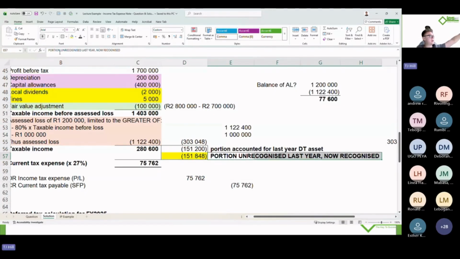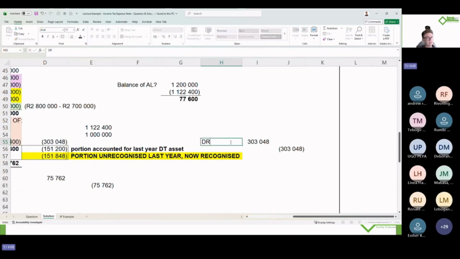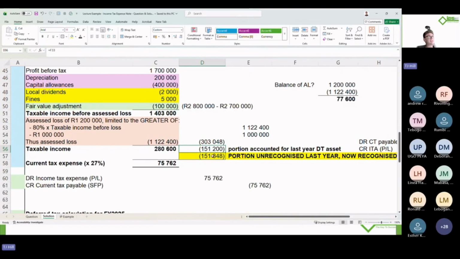It sort of fell out of the sky. If you think about it, it existed, but I couldn't account for it. But now I have accounted for it. Now remember this journal I showed you here, debit current tax payable, credit income tax expense, because it's reducing my income tax expense. You agree? I'm accounting for it in full now, but a part of it I already did under deferred tax last year, and a part of it is new this year, which is this unrecognized portion. You see that?